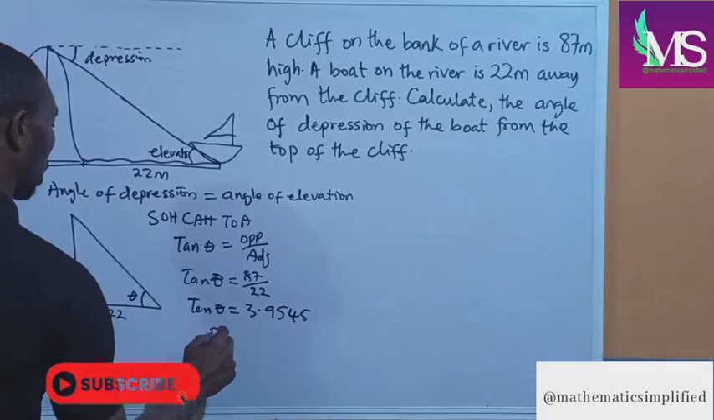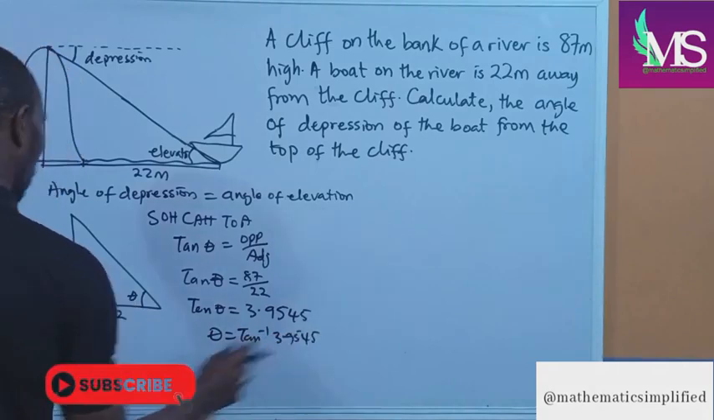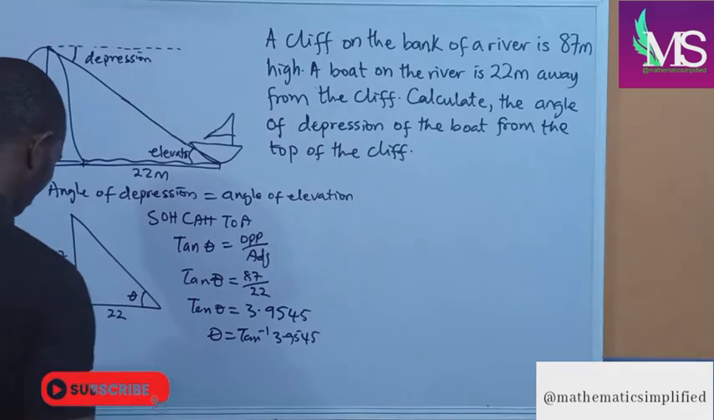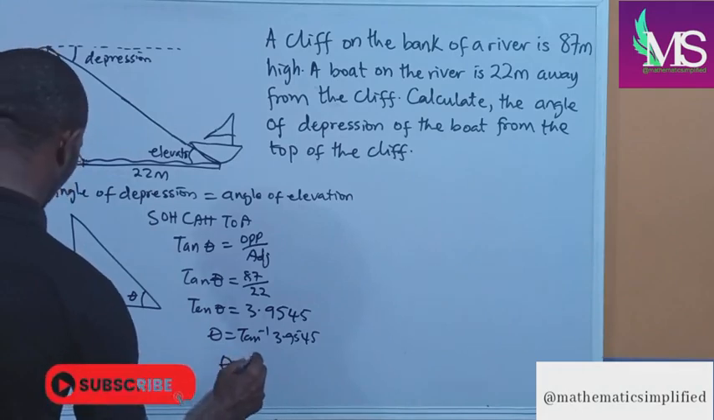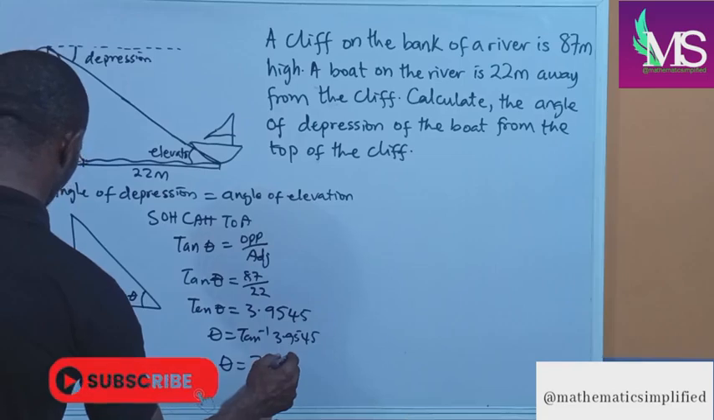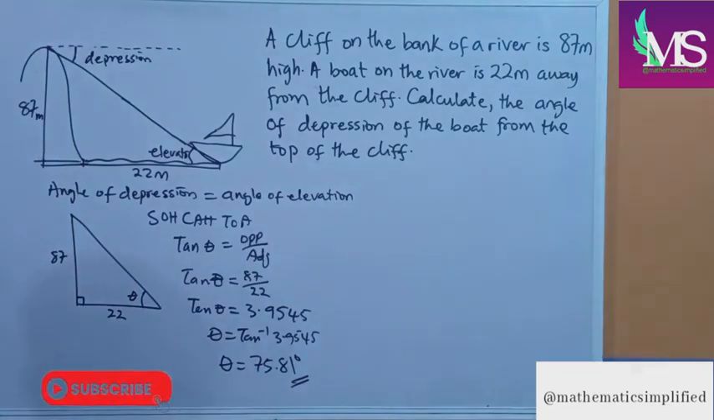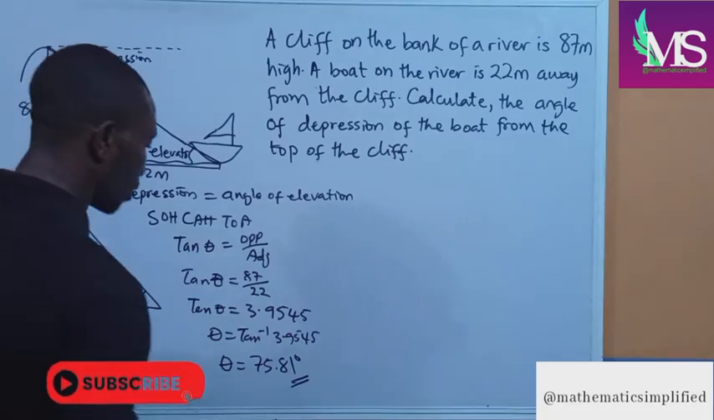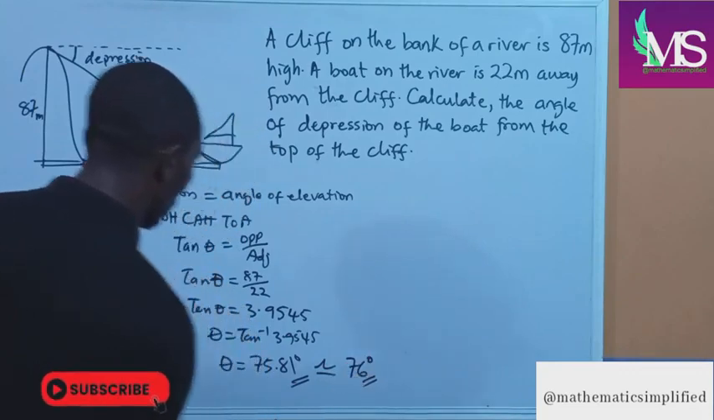3.9545. So theta equals tan inverse of 3.9545, which will give us theta equals 75.81 degrees. To the nearest degree, that will become 76 degrees.